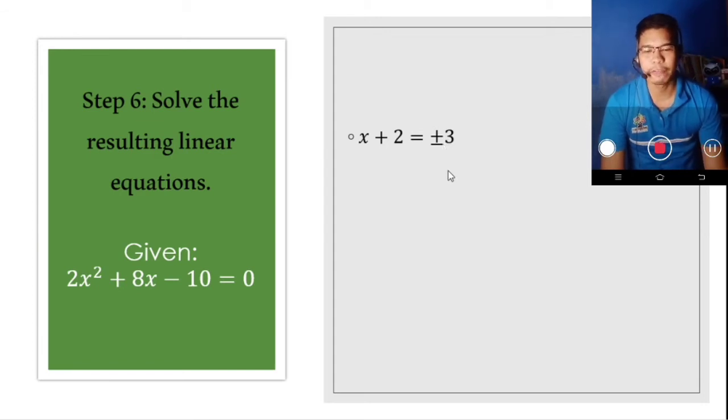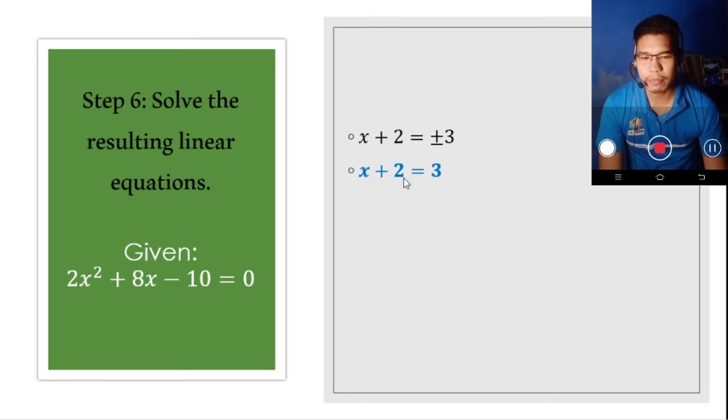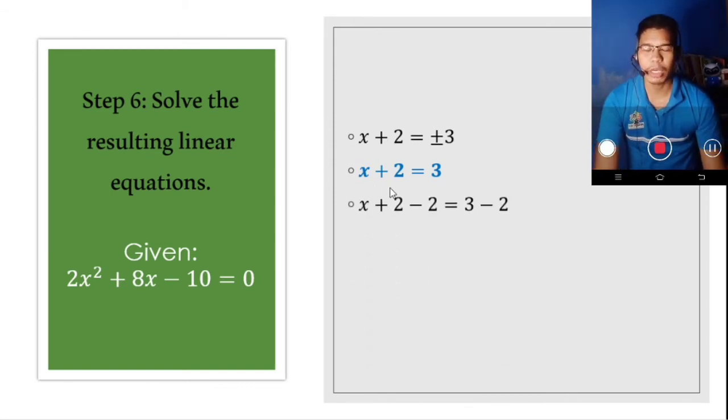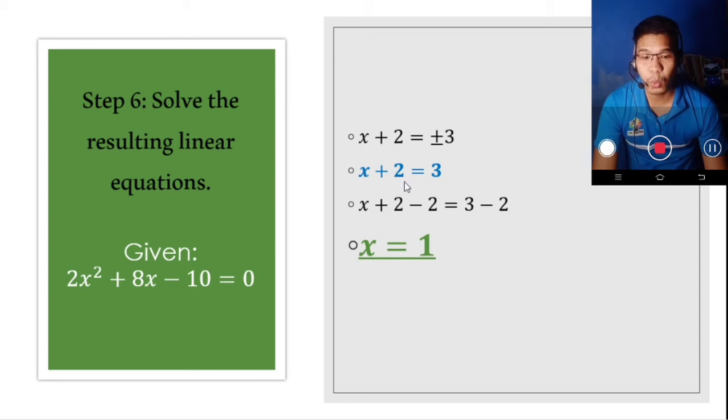Let us have first the first set, that is x plus 2 equal to positive 3. Let's solve first for the value of x. To do that, using the addition property of equality, we eliminate positive 2 here. To eliminate that, we subtract 2 from both sides of the equation. So that will become x plus 2 minus 2 equal to 3 minus 2. So this will become now 0. 3 minus 2 is equal to positive 1. Or simply, you transfer this 2 to the other side of the equation. So that will become 3 minus 2. 3 minus 2 is equal to 1. So the first value of x is equal to 1.